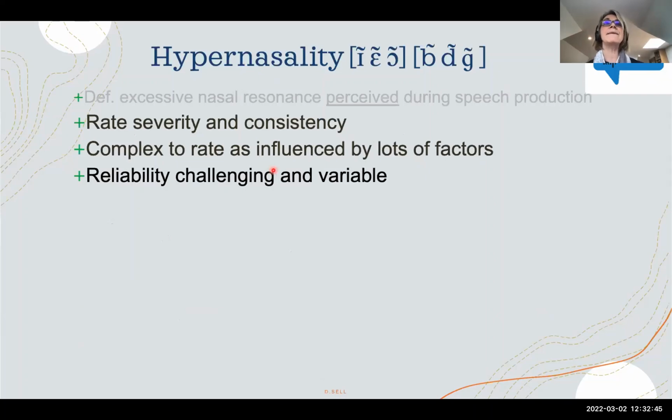Now let's think about hypernasality. Just a reminder here of the definitions Trina used, and also the actual phonetic transcription. Hypernasality is complex to rate as it's influenced by lots of factors, and therefore reliability is challenging and variable in the literature. So some of those factors are the speech characteristics themselves. Some of it is down to the listener, and whether they've got a cold on the day, and volume. So it is a challenging parameter at times.